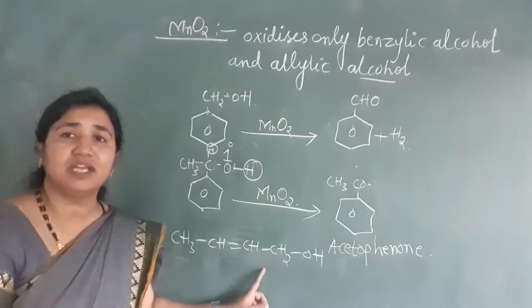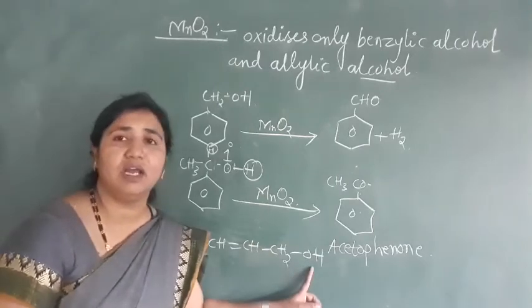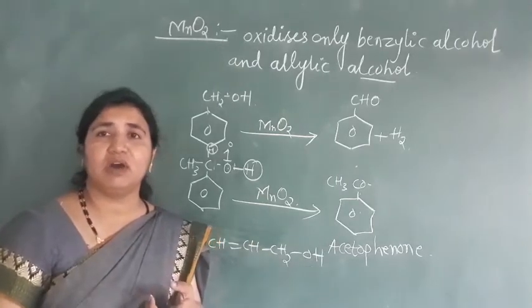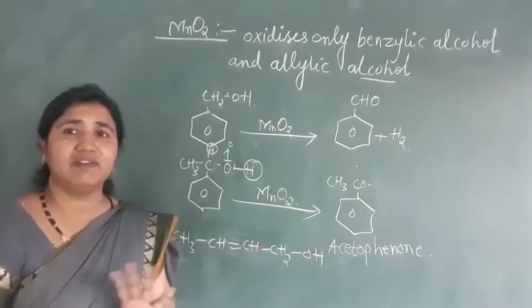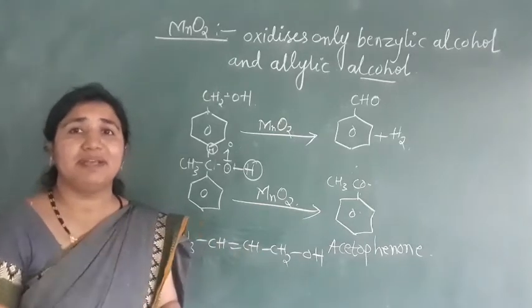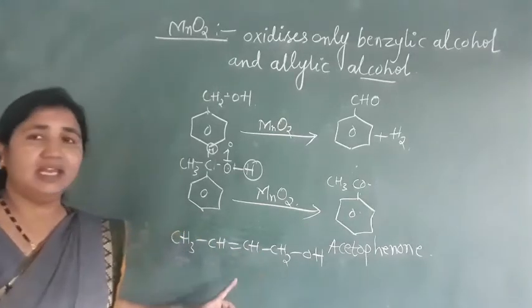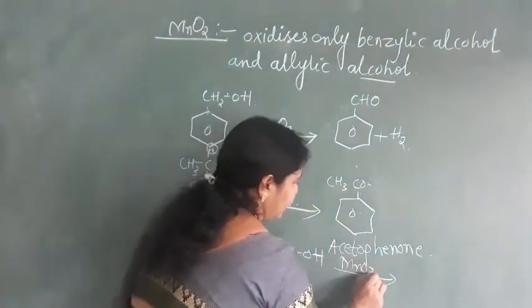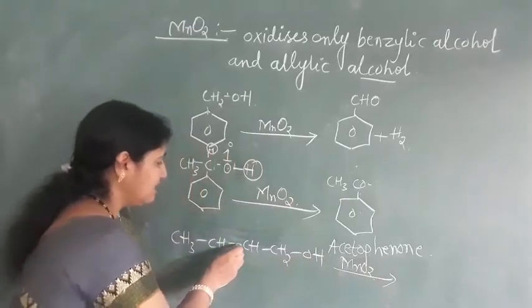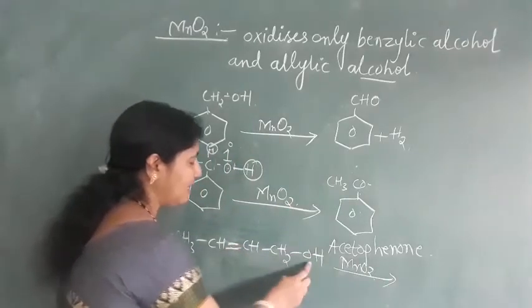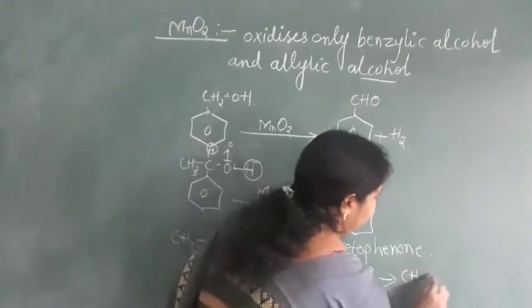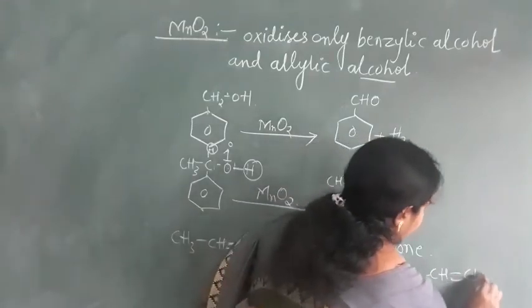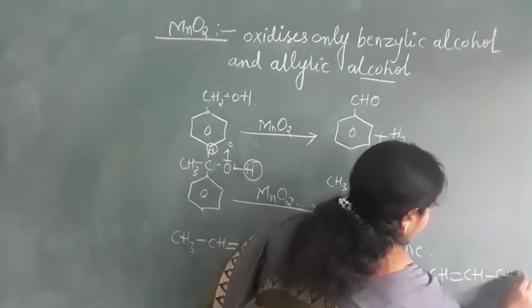MnO2 will oxidize only allylic alcohol and benzylic alcohol, not any primary alcohol, secondary alcohol, or general alcohol. Here if we have MnO2, then what will we get? It will not oxidize the double bond, only the alcohol part will be oxidized. So we will get CH3, CH double bond, CH, CHO here.